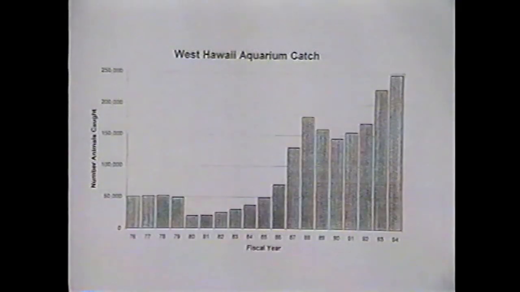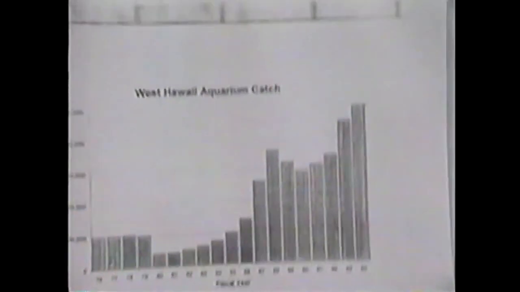But looking at it all in general, lumping those 100 and something species together from 76 to 94, you can see the catch is going up and up and up. And that's essentially the bone of contention: the catches are so large now, at least 250,000 fish and invertebrates, that they're impacting the reef.